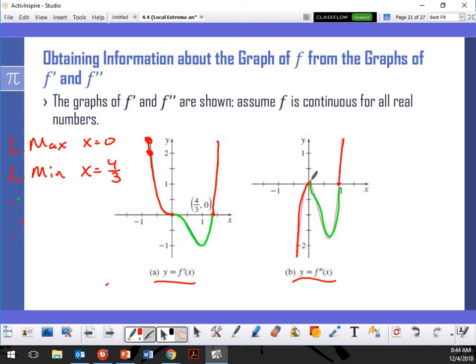Why is there not one here? Because it's negative and negative on both sides. When it's equal to 0, that's going to be the inflection point, and you have to test it to see. So if I did a number line, we have 0, this is negative, and this is also negative. If there's no change on either side, that's not going to be an inflection point. Okay? Make sense? Good.